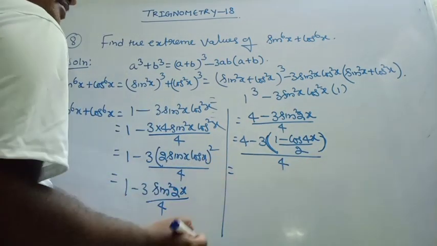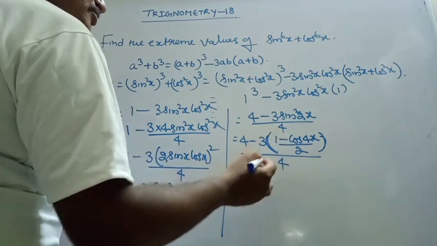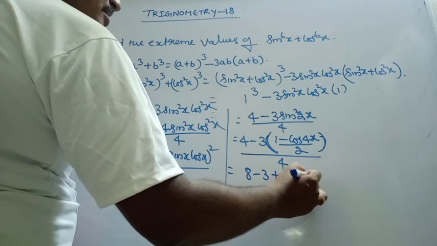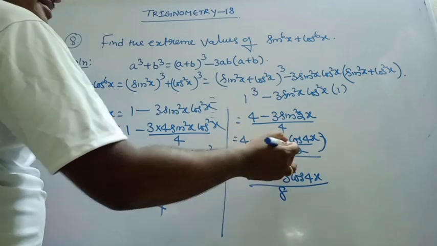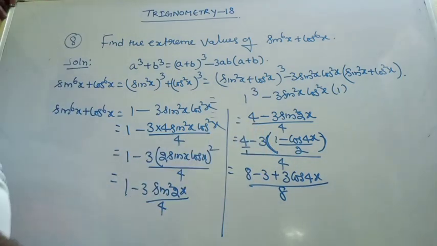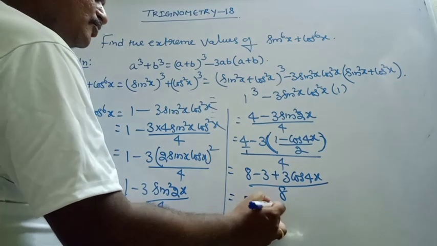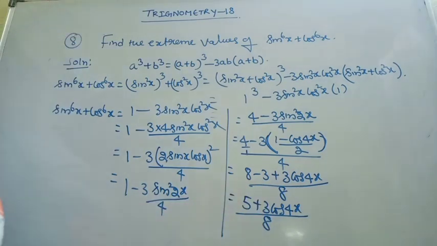Now if you take LCM here, this becomes (8 minus 3 plus 3 cos 4x) by 8, of course by taking LCM 2 here, and 2 into 4 becomes 8. Now this is (5 plus 3 cos 4x) by 8. We have it like this, right?